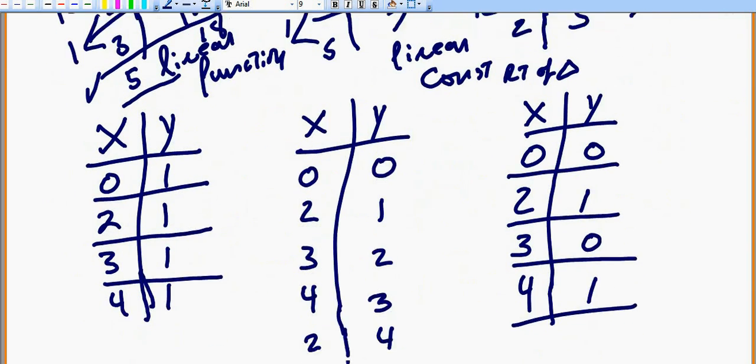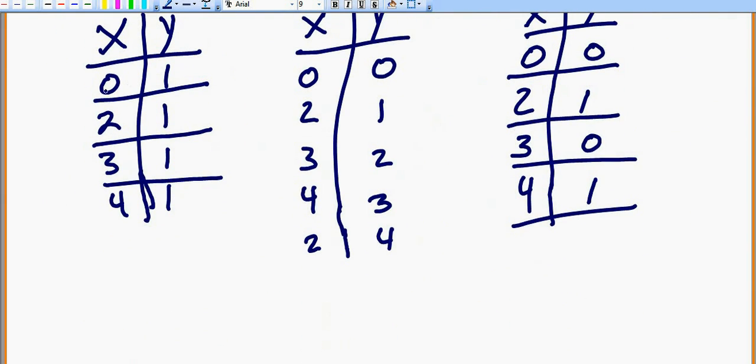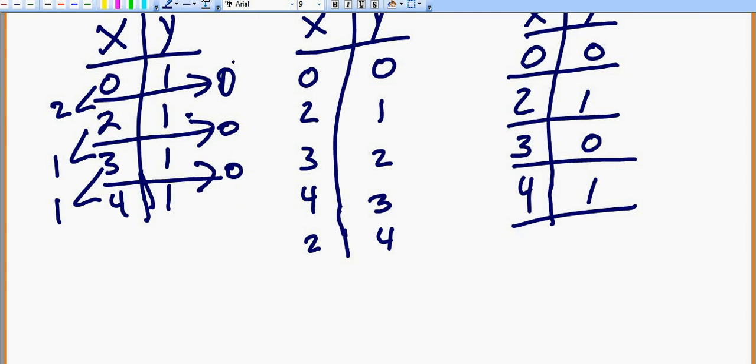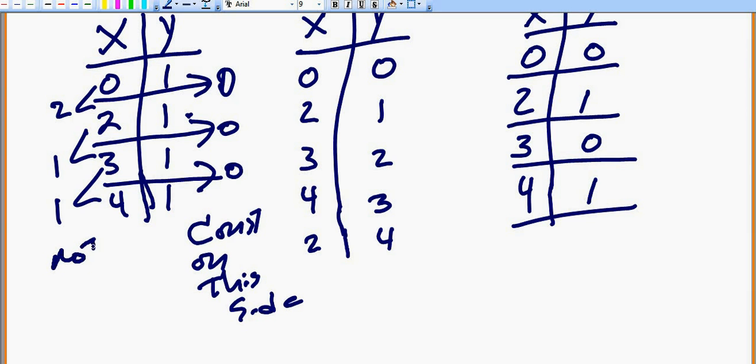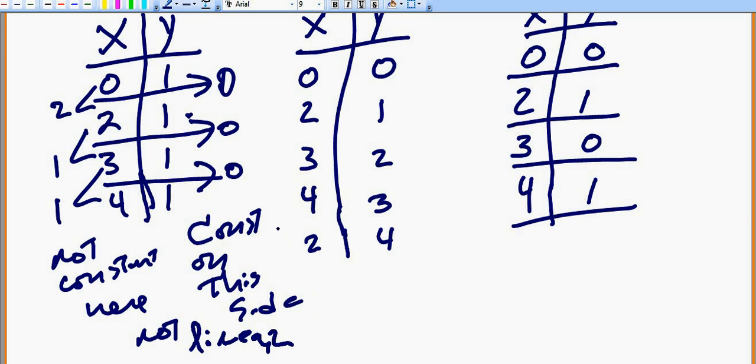Let's look at here. We go 2 spaces, 1 space, 1 space, right? Here we go 0 spaces. I mean, these are all the same numbers, so that's constant on this side. Not constant over here. So it is not linear. So it's not linear, right?